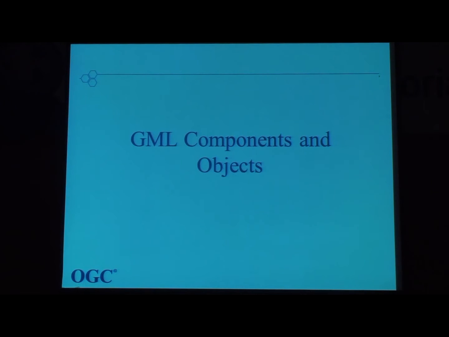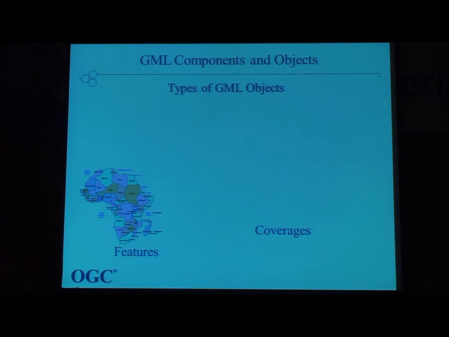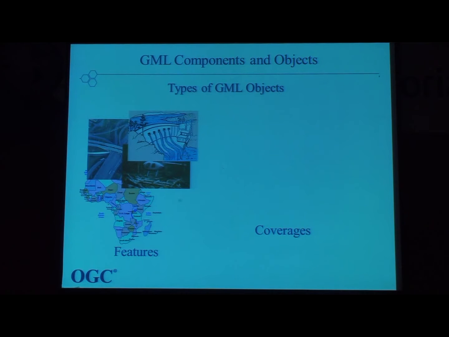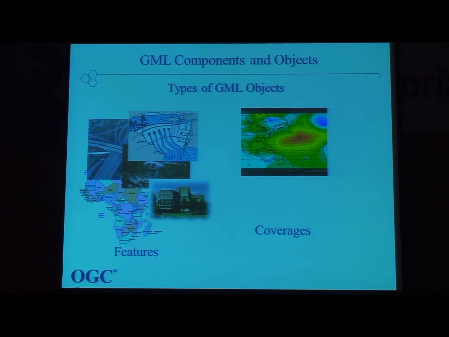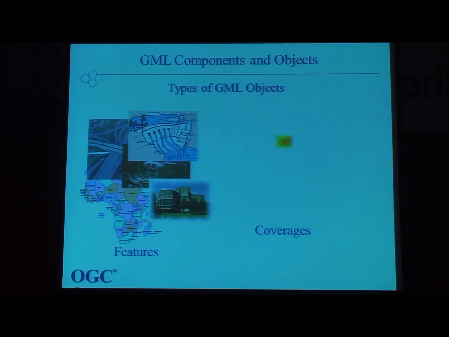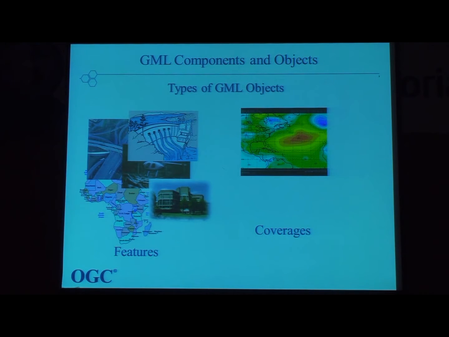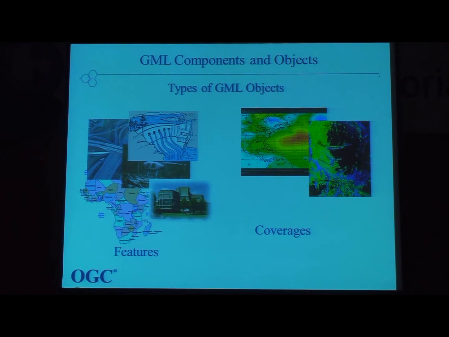Okay. Now when I go into many of the different components and objects of GML, one of the main ones is features. Features describe the real world as objects of countries, continents, provinces, roads, moving vehicles, bridges, dams, buildings. Now coverages are a special kind of feature, and it's a feature where basically it maps a geographic region to a distribution of values. So in this case, we've got heat maps, storefronts, digital elevation models as examples.